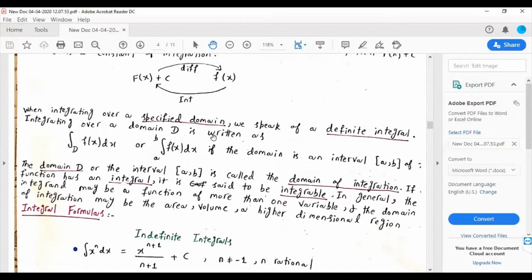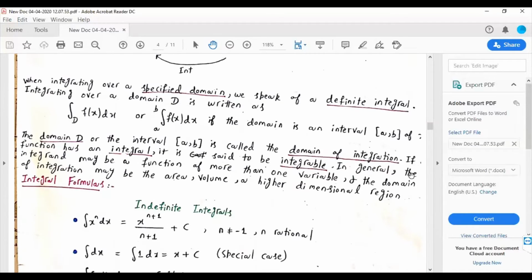Integrating over a domain D is written as integral from a to b f of x dx. So if the domain is an interval ab of x, the domain D or the interval ab is called the domain of integration. If the function has an integral, it is said to be integrable. In general, the integrand may be a function of more than one variable, and the domain of integration may be an area, volume, or a higher dimensional region.